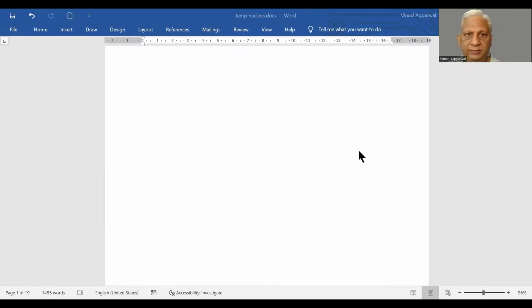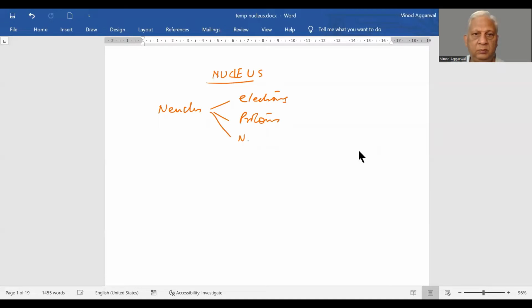Today's topic is nucleus. A nucleus consists of electrons, protons, and neutrons primarily. Electrons are negatively charged particles, protons are positively charged bodies, and neutrons have no charge.